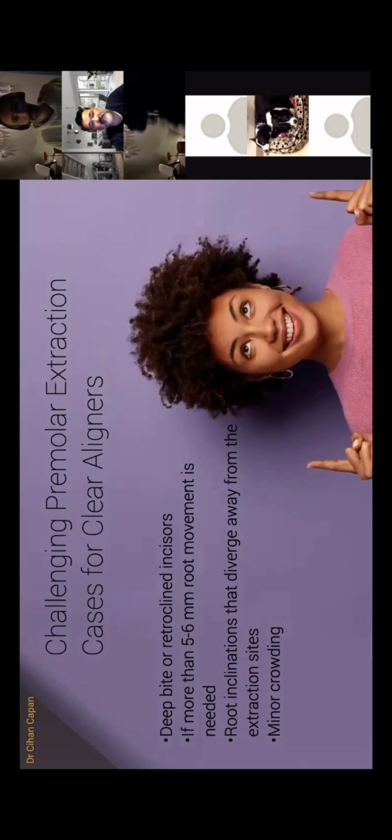If we have deep bite or retroclined incisors, for example class 2 division 2, these cases are not good for extraction. If more than 5 to 6 millimeter root movement is needed, it's not predictable. If we have 3 millimeter or 3.5 millimeter root movement, it's getting harder. And root inclinations that diverge away from the extraction site are hard cases. And interestingly, if we have minor crowding, it's not predictable for extraction cases. We will talk about it.